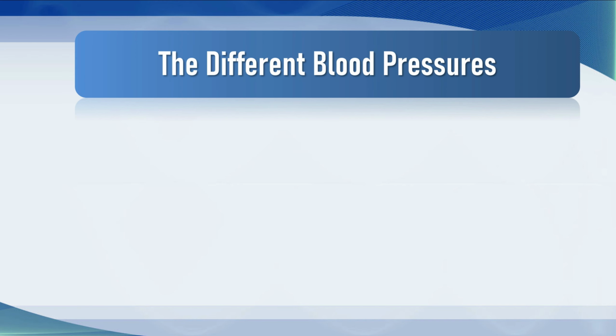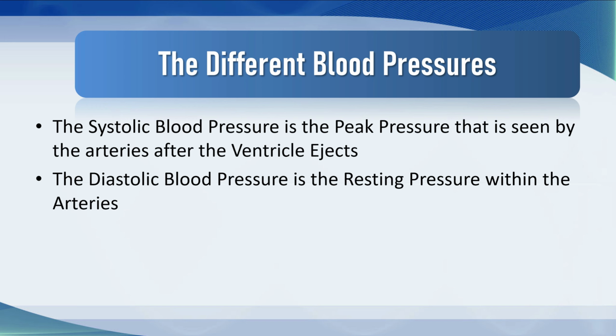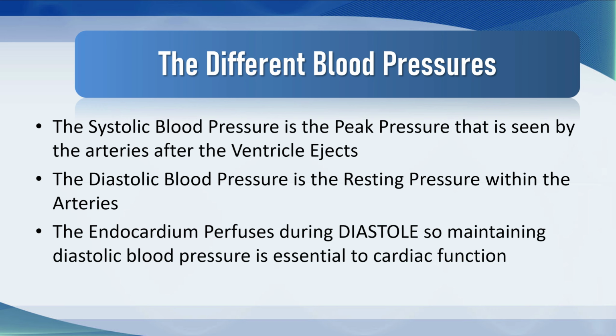There are three different blood pressures that we typically measure and monitor. The systolic blood pressure is the peak pressure that is seen by the arteries after the ventricle ejects. The diastolic blood pressure is the resting pressure within the arteries. The endocardium perfuses during diastole, so maintaining diastolic blood pressure is essential to cardiac function.